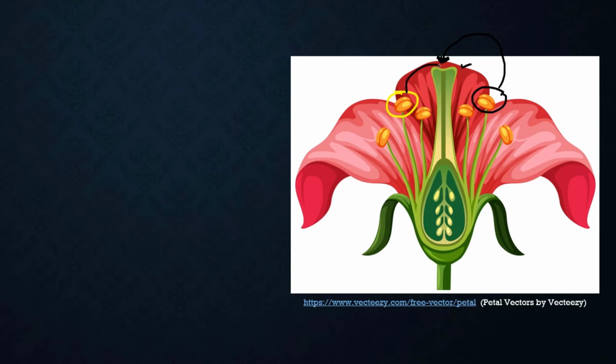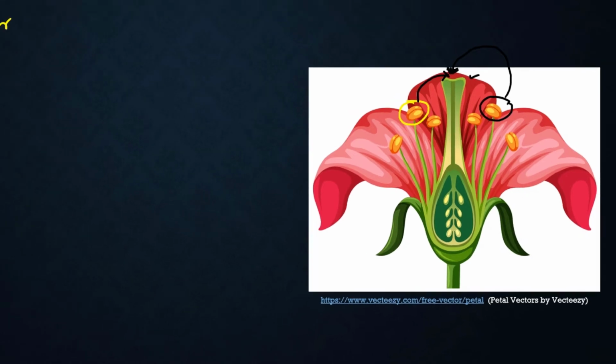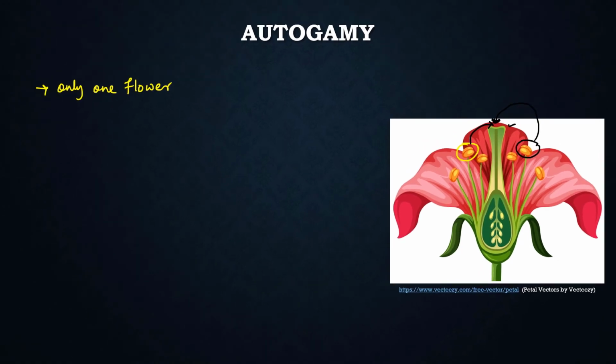Now when, in this process, the pollen grains come from the same flower and reach the stigma, we are going to call that autogamy, or in simple terms, you would have heard about the self pollination process. Now the obvious question is, in what condition is it possible? Is it possible in all conditions?